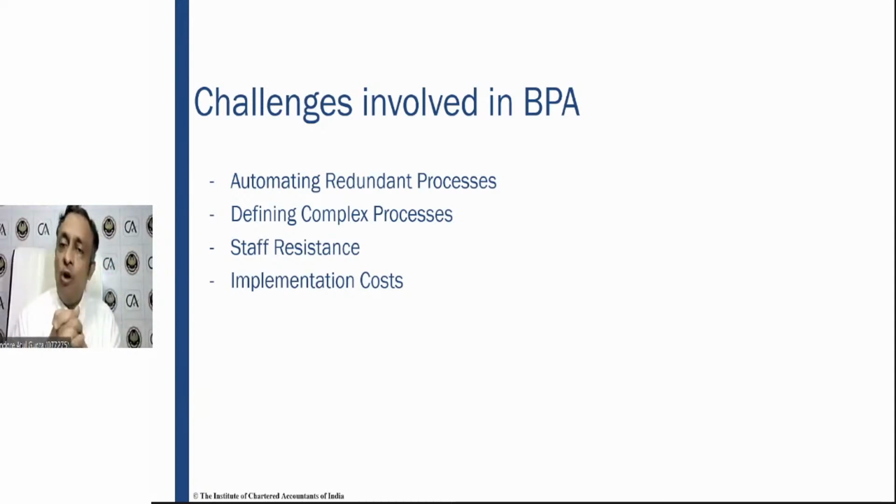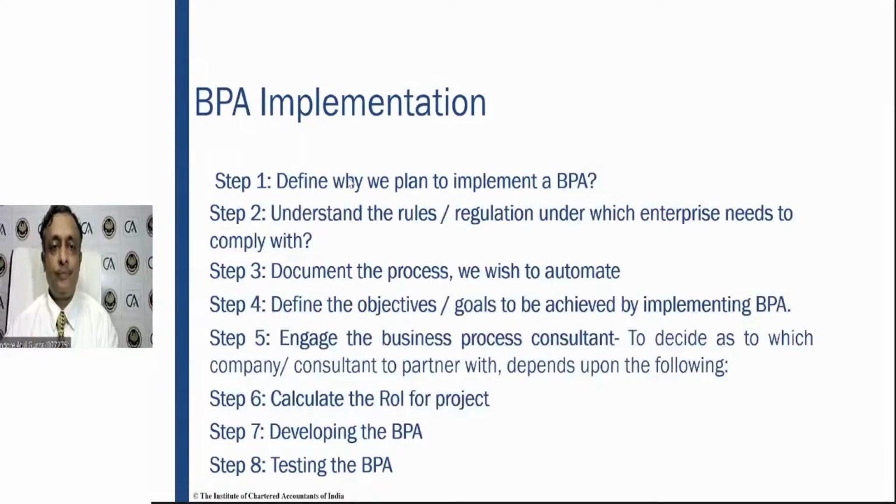So the challenges involved in business process automation include how to automate redundant processes and complex processes, how to cope with staff resistance, and the overall implementation cost of automation. Because this is a very, very big topic, let us look at your queries. Now we'll be talking about BPA implementation.